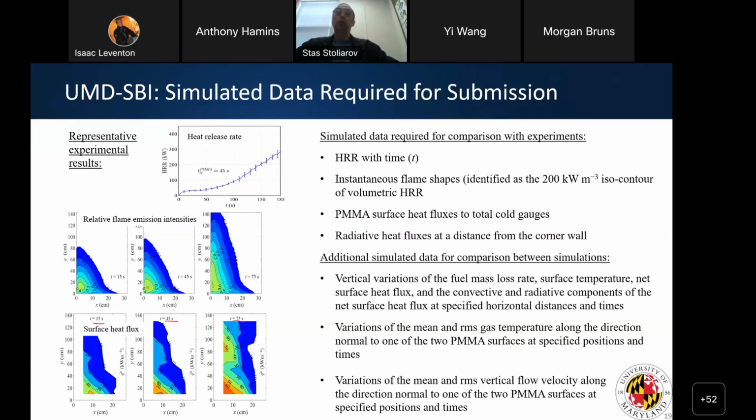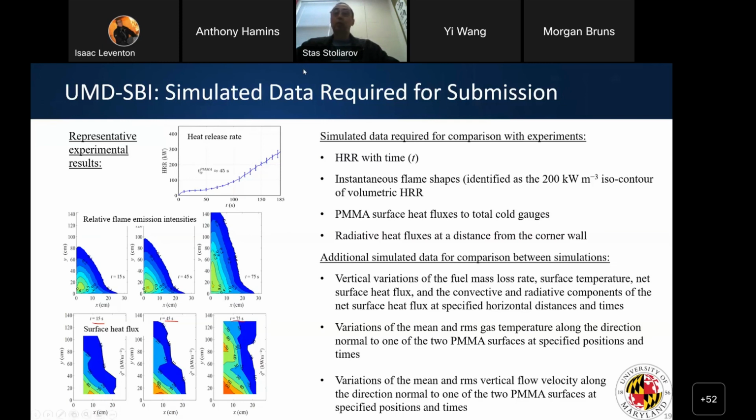And then in addition to that, we would like to receive a set of data that would help us compare the models between each other. Those include variations in the fuel mass loss rate, surface temperature, convective and radiative components of the heat flux to the surface of the material, variation in the mean and RMS gas temperatures and velocities in specific directions or positions that we specified in a more detailed document that has been communicated to the community at this point. So that's all I have.